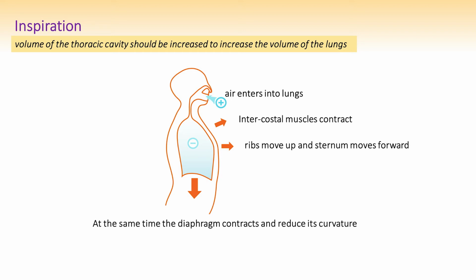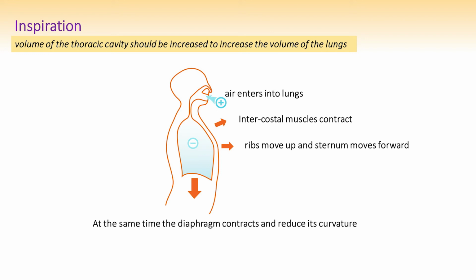The intercostal muscles and the diaphragm contract. With this movement, the ribs move up and the sternum moves forward. All these movements together create an increased volume in the thoracic cavity and the lungs. This results in a reduced pressure inside the lungs compared to the outer environment. This pressure gradient creates an airflow into the lungs, and this is the basis of inspiration.